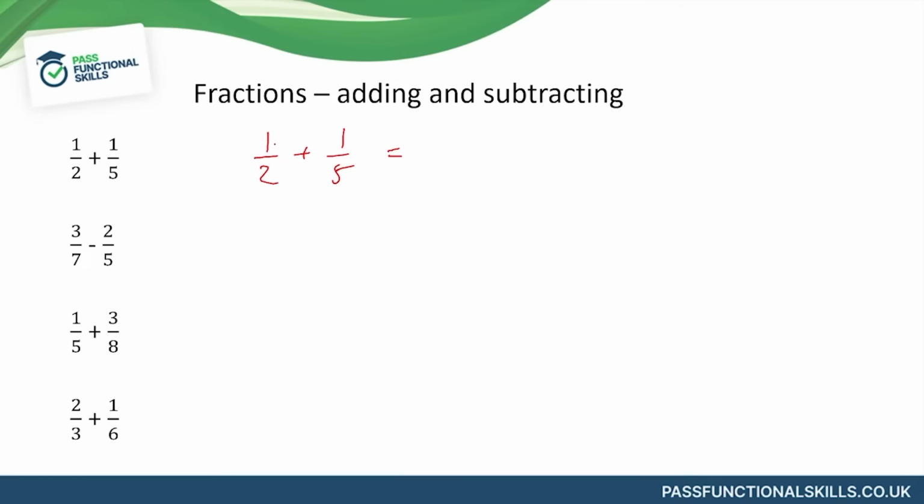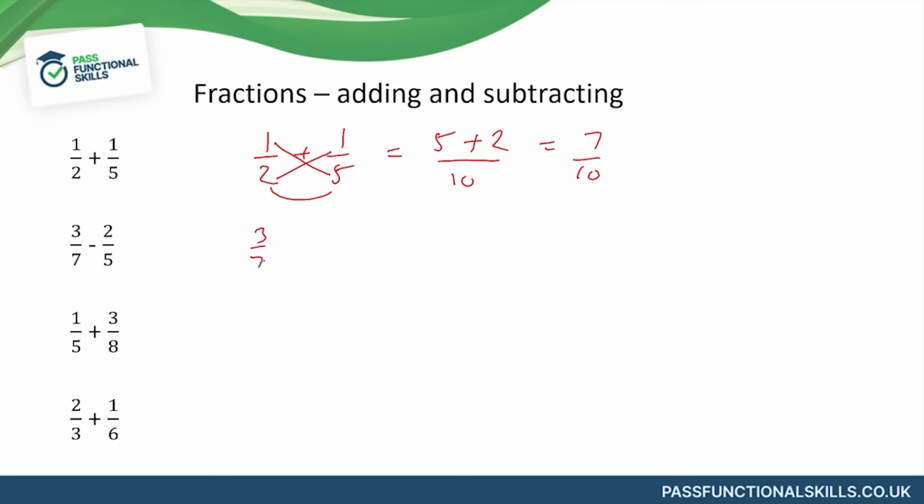So what we're going to do is 1 times 5, which is 5, plus 2 times 1, which is 2, over 2 times 5, which is 10, and 5 plus 2 is 7, so 7 over 10. So you can see the criss-cross and the smiley face here.